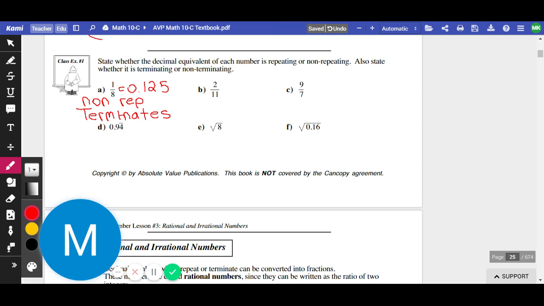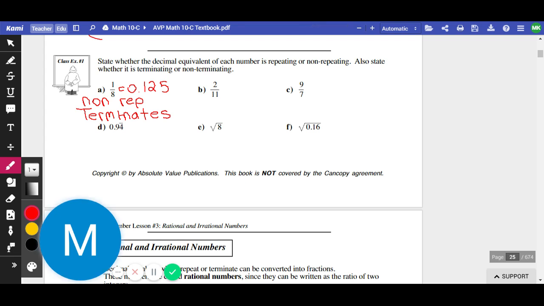Also, I'll do one more, then you can try the next ones on your own. You got 2 over 11. Actually, we've already done that fraction. Let's do square root 8. So we'll do it together. If you do the square root of 8 in your calculator, you get 2.828427125, right? It just keeps going forever.